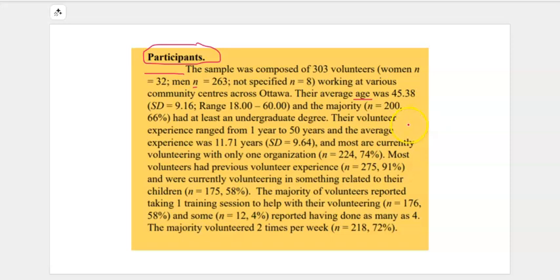When the variable is nominal, you report how many people. That is the most important thing. And when you report a numerical value, like a continuous variable, you report the average, the standard deviation, and the range. That is the most important part you should not forget when you write the participant paragraph.